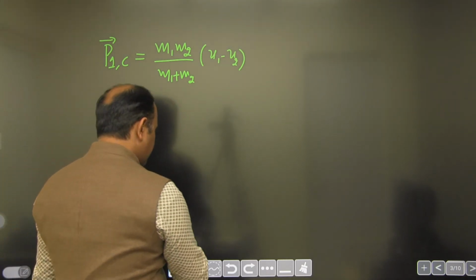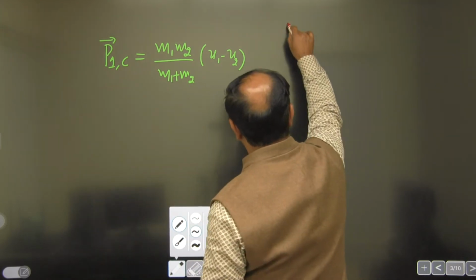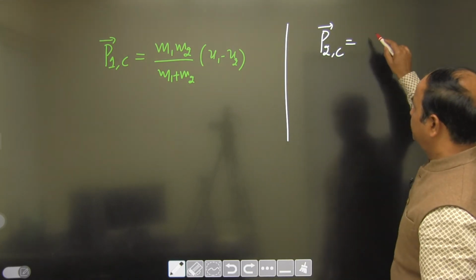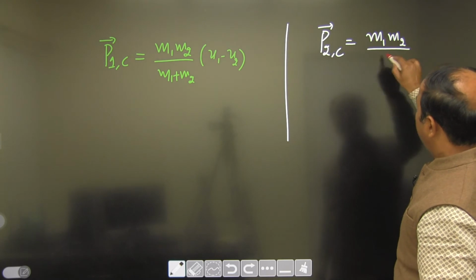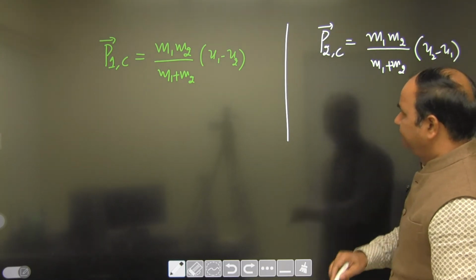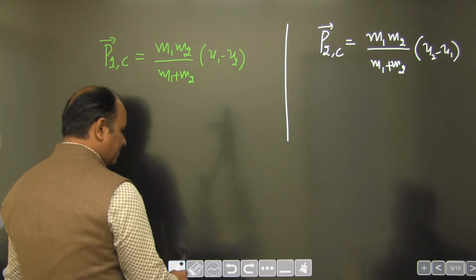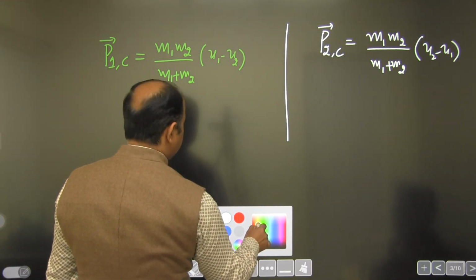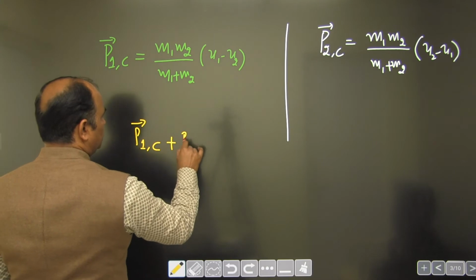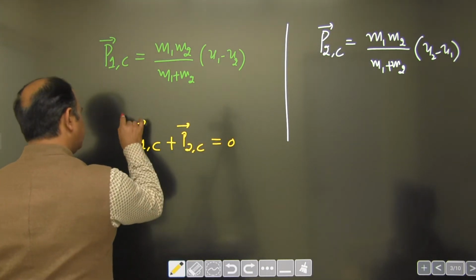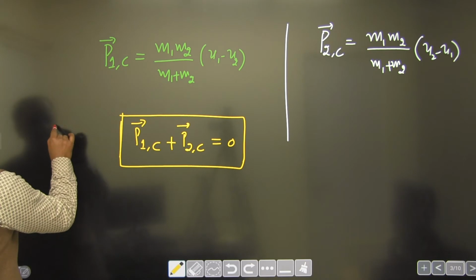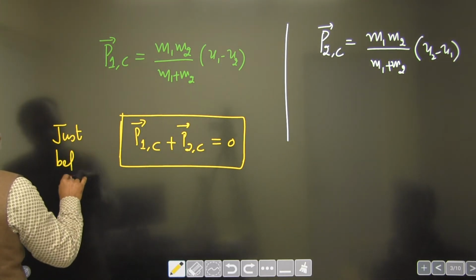Now similarly you can find the momentum of 2 with respect to center of mass just before the collision, which was equal to m1 m2 over (m1 plus m2) into (u2 minus u1). What we see is a very interesting result: if I take the sum of these two terms, P1C vector plus P2C vector, this is equal to 0. This is a very important result. It means this is the sum of momentum just before the collision.